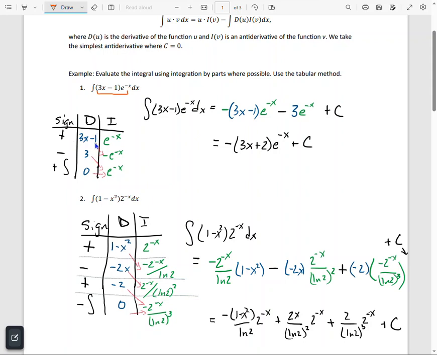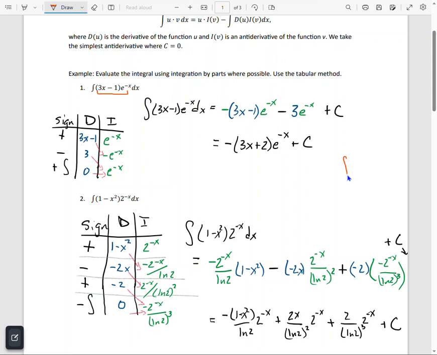So this is 3x minus 1. We take the derivative and get 3. Take the derivative of 3 and get 0. Now that we took the derivative all the way down to 0, we take the integral. What's the integral? The first piece is e to the negative x. The antiderivative is negative e to the negative x.